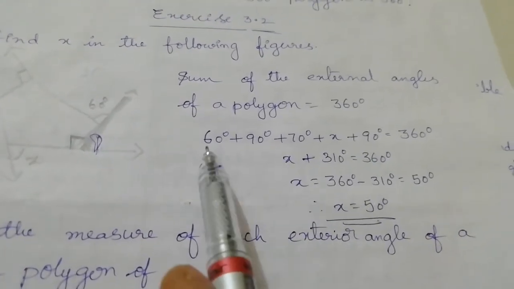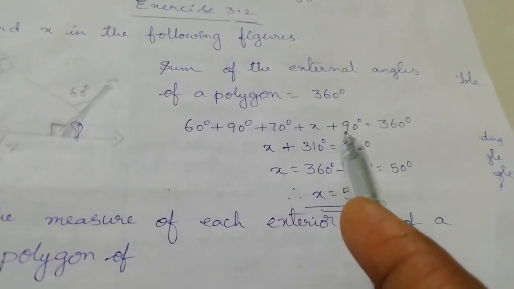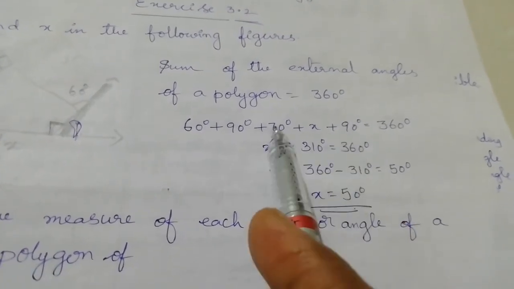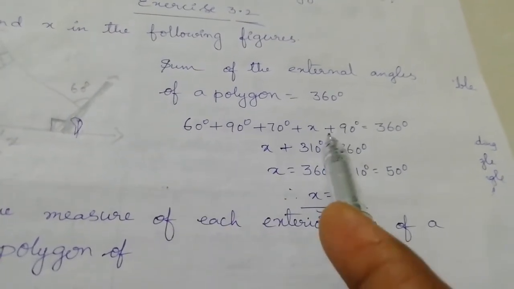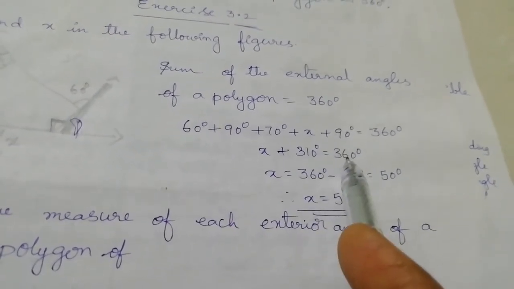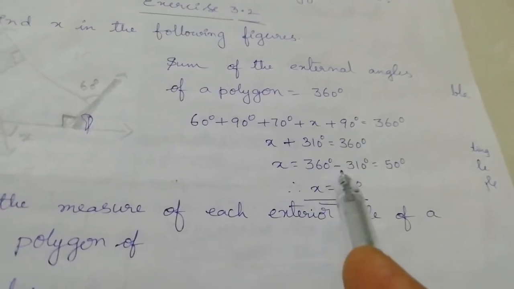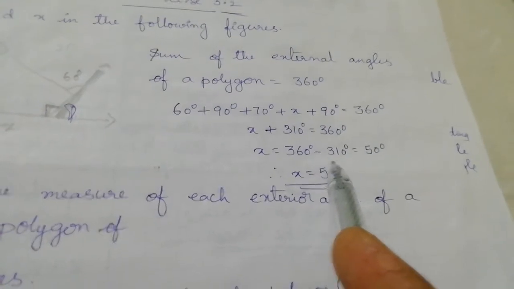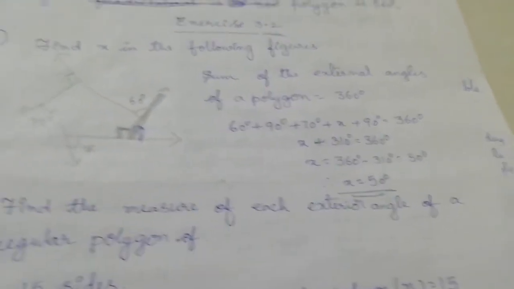So x plus 90 plus 60 is 150, plus 70 is 220, plus 90 is 310, which is equal to 360. x is equal to 360 minus 310. You bring 310 to this side, it will be minus 310 degrees, which is equal to 50 degrees. Therefore x is equal to 50 degrees.